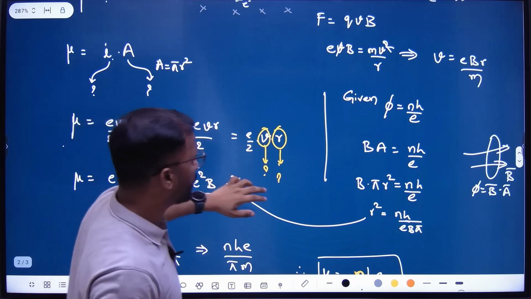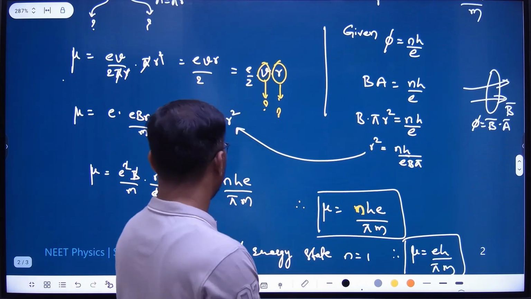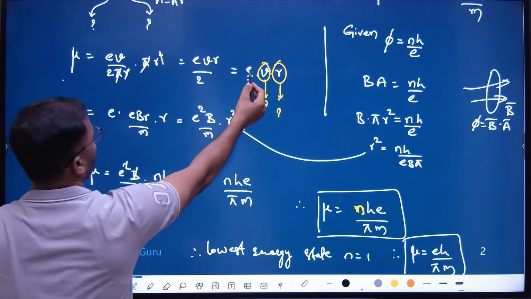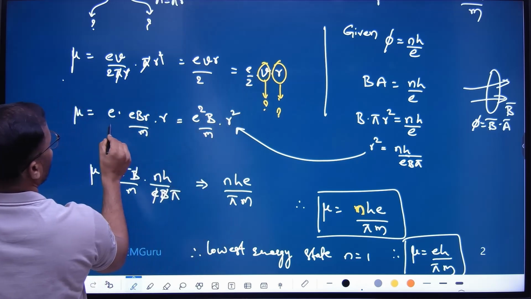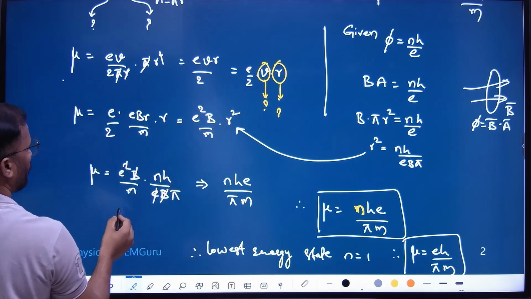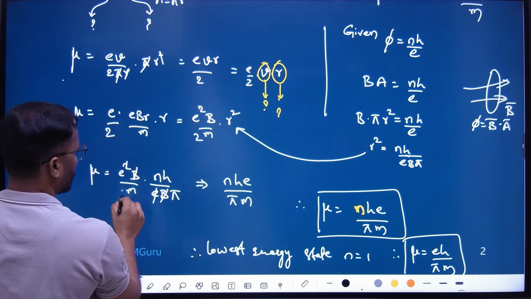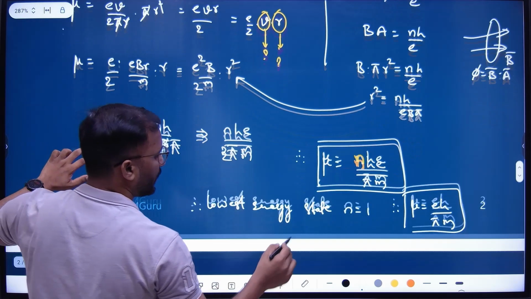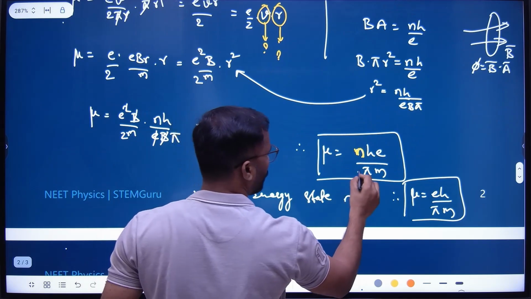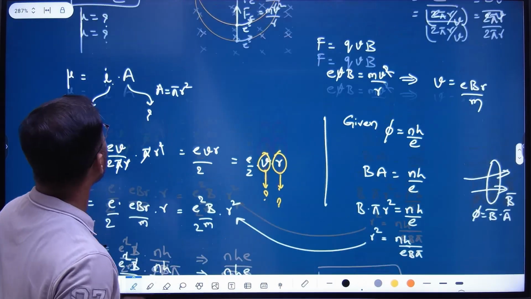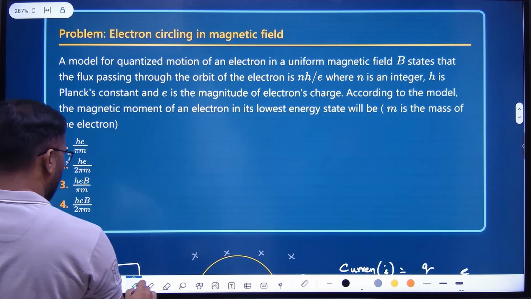Actually, we are supposed to get 2 pi M. Probably we have eliminated... Oh, there is a 2 here. Actually, it is E by 2. I forgot to write E by 2 all the way in all the terms. So there is a 2, there is a 2, there is a 2, there is a 2, there is a 2. Okay, EH by 2 pi M. So therefore, the second option is the correct answer.